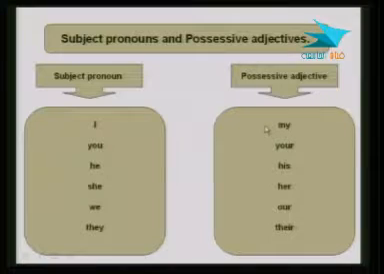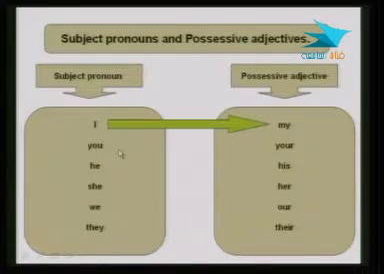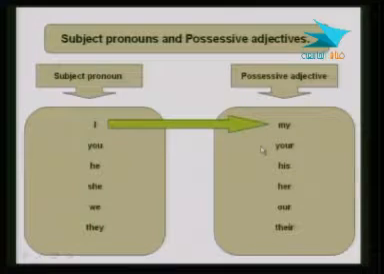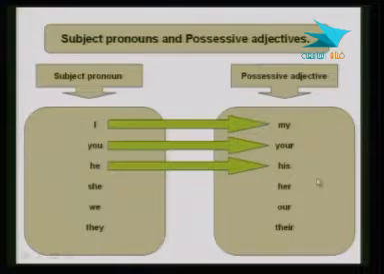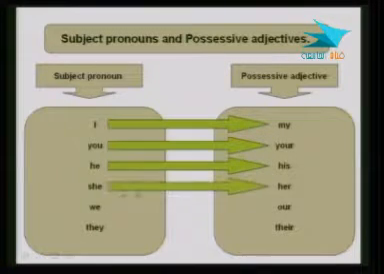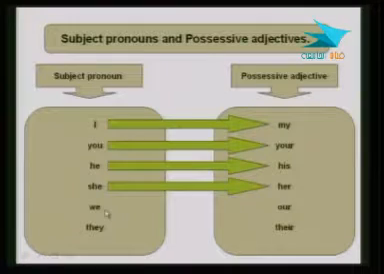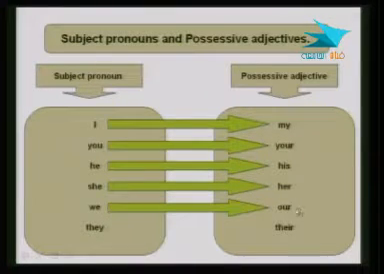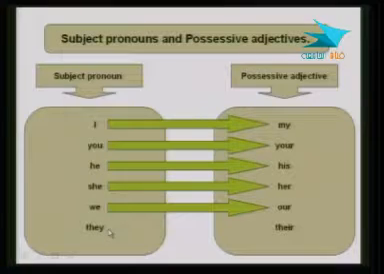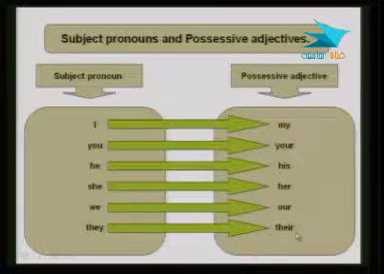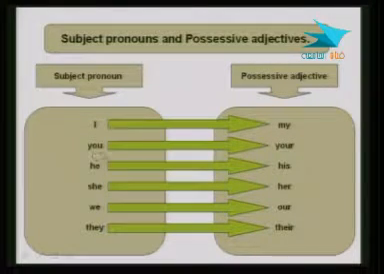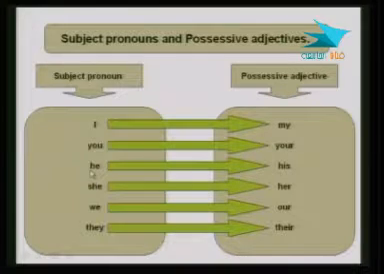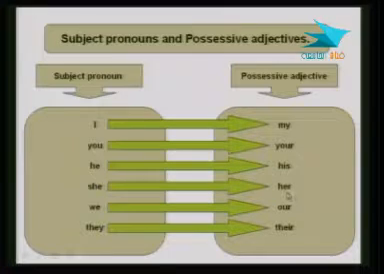my, you, your, he, his, she, her, we, our, they, their. So again, I, my, you, your, he, his, she, her.